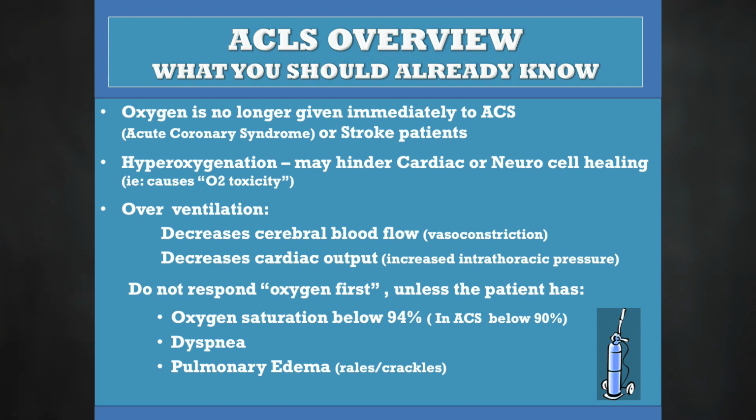Too much oxygen causes toxemia at the cellular level. Overventilation causes intrathoracic pressure, which decreases cardiac output. Hyperventilation causes cerebral constriction, which decreases blood flow to the brain. So when we're thinking about oxygen, give it judiciously and give it to the right patient.